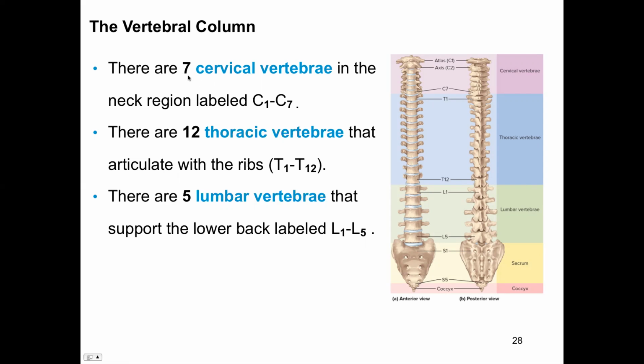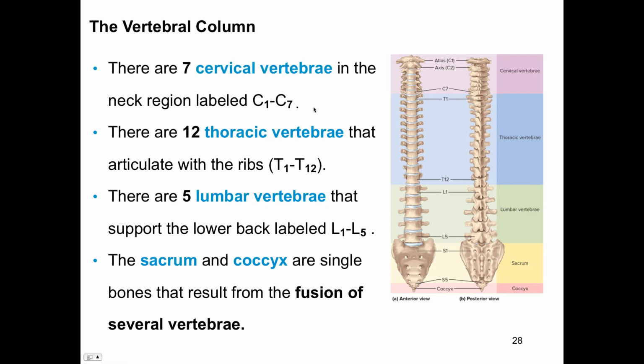Then the sacrum and the coccyx. These are fused bones. These are single bones that result from the fusion of several vertebrae. If you look at my notes, you can see how many. The sacrum is 5 fused bones, and the coccyx is 3 or 4 fused bones. It will depend on the person. But in the adult, we say it's 1 bone.